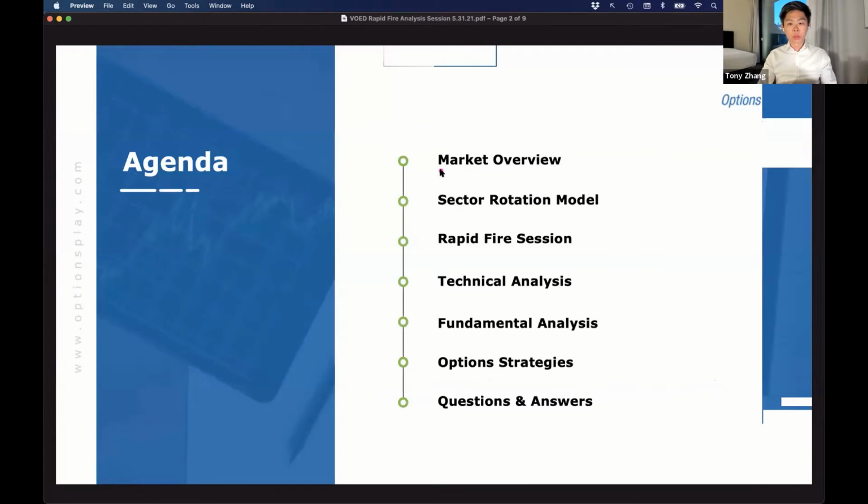So we'll start off with the major market overview. First, we'll take a look at the high level TSX 60 index. Then we'll take a look at the sector rotation model to see within the sectors where we see some strength and where we see some weakness, so that as we're looking at specific symbols, we understand that for bullish and bearish sessions.